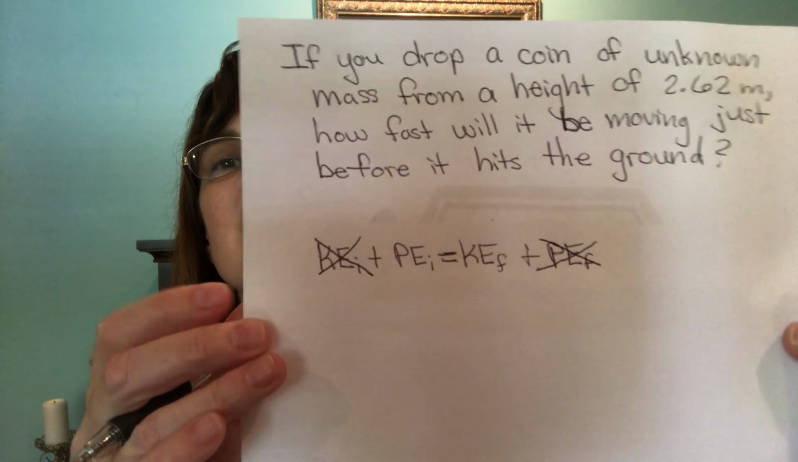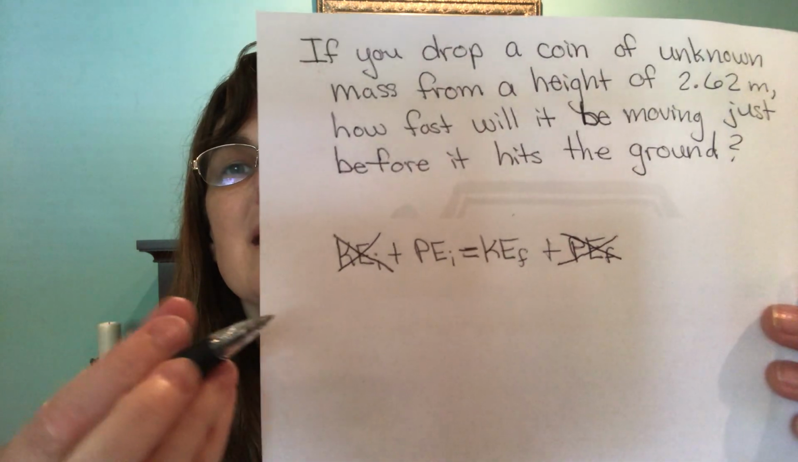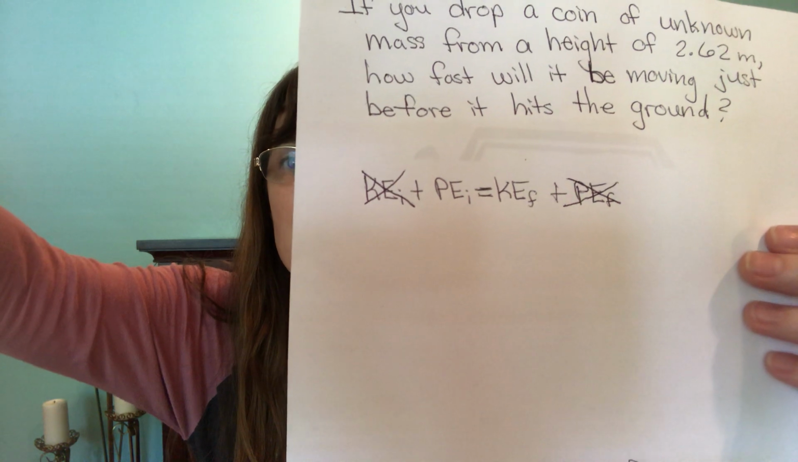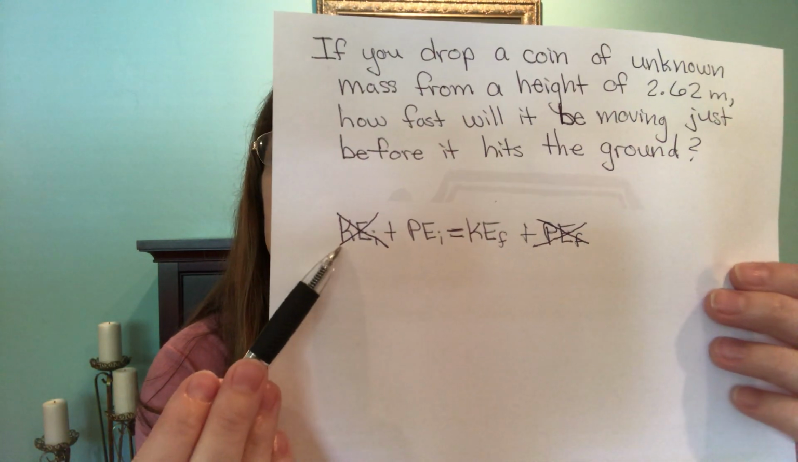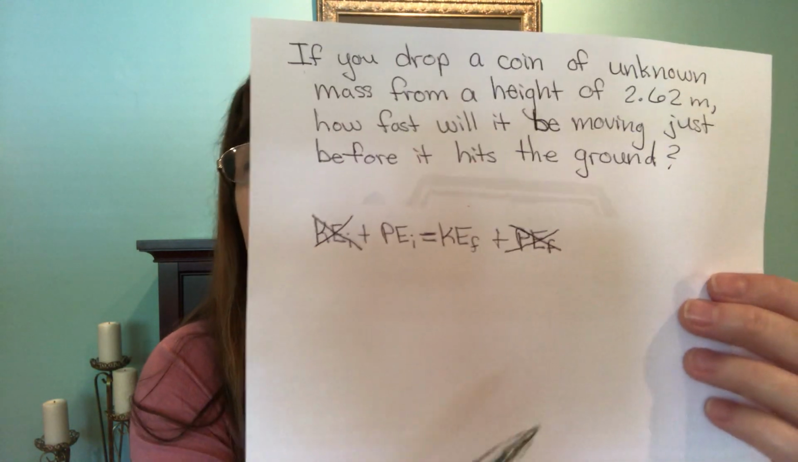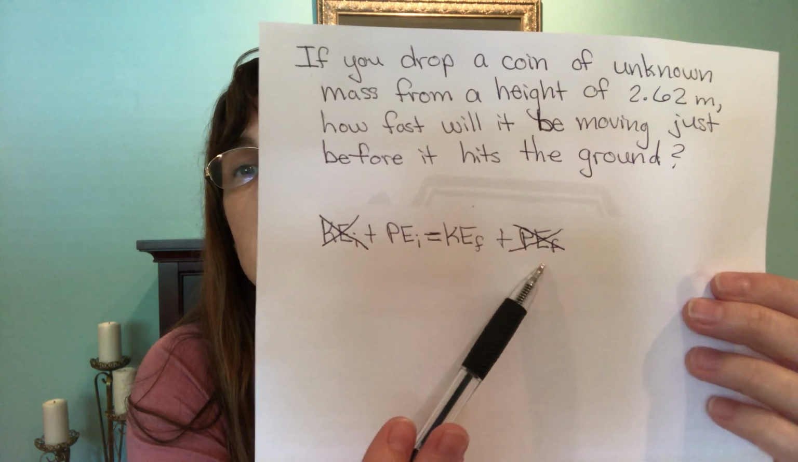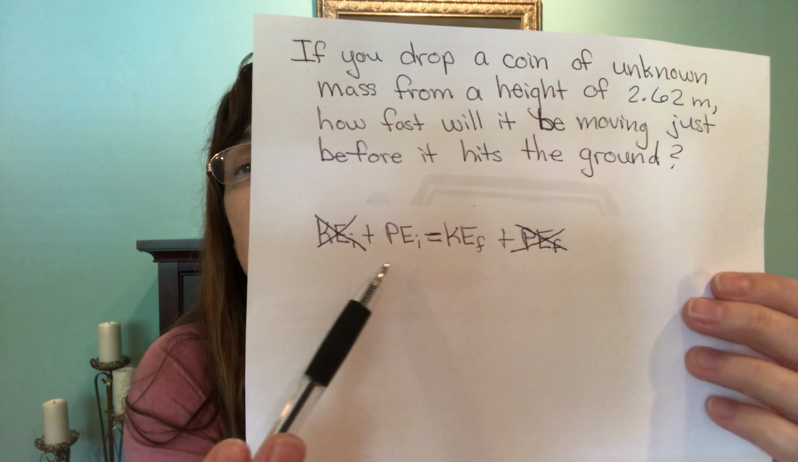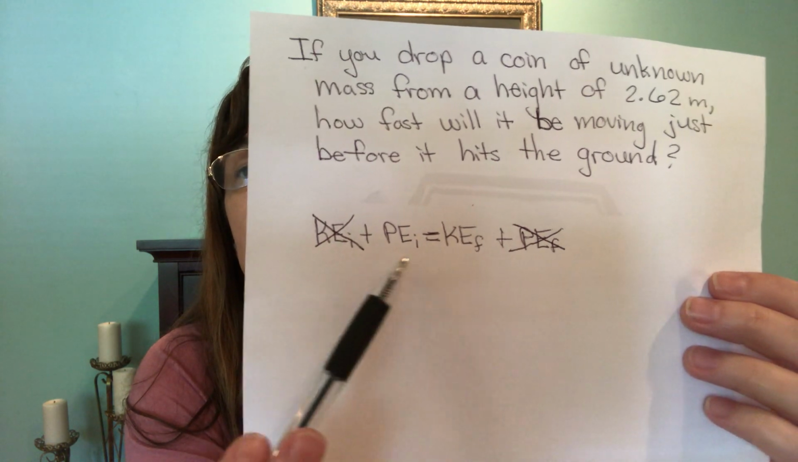All right, were you correct? The initial kinetic energy zeroes out because when you're just holding the coin out, it's not moving. So there's no initial velocity. So that one zeroes out. And then just before it hits the ground, the height will be 0 essentially. So that one zeroes out. And so all we have to do is worry about these.